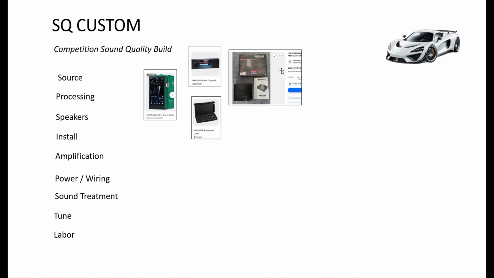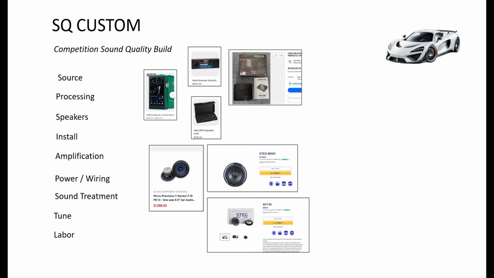I bought the Helix Pro 10, a 10 channel DSP, which was $1,075. The controller was $550, and the Bluetooth card $295. So the processor cost $1,920, so close to $2,000 just for the DSP stuff.